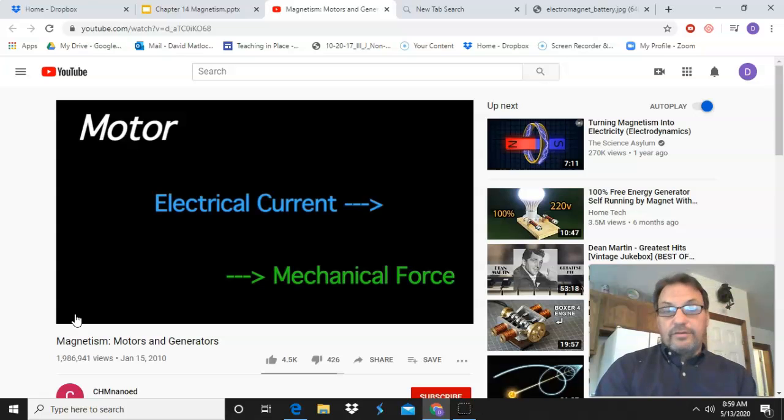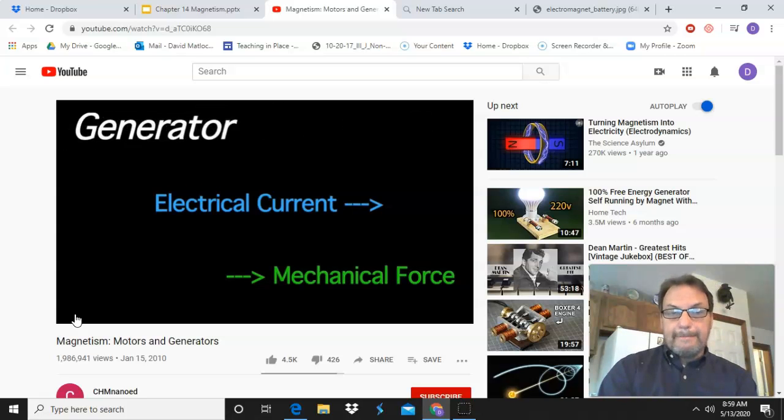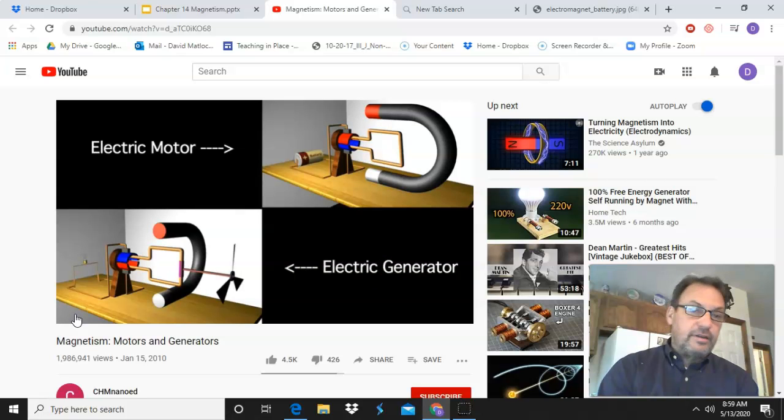Okay, notice the electrical current is turned into a mechanical force. And then look what happens when you have a generator. These two terms just swap places. You have mechanical force being turned into electric current.